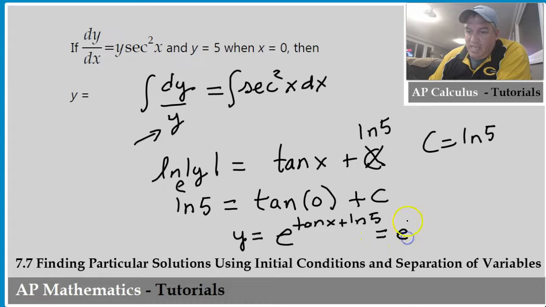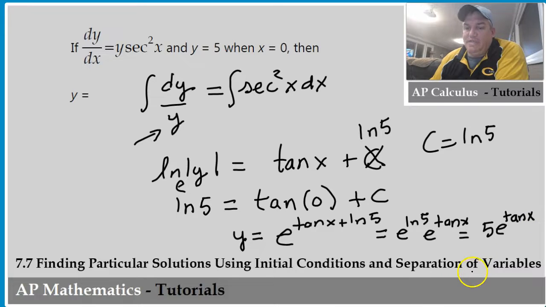We get e to the ln 5 times e to the tan x. And we can go one step further. We can say that e to the ln 5 is just 5. And then we have e to the tan x. And that would be my final answer: 5 times e to the tan x.